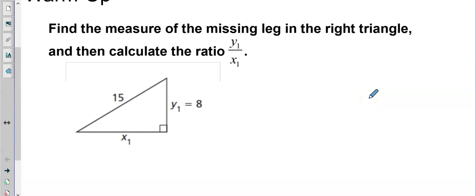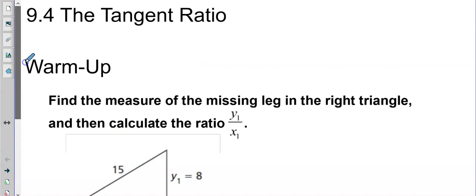All right, so we are on 9.4. This is an introductory lesson or unit into trigonometry. And the first thing we'll be learning is what's called a tangent ratio. So let's do a little practice.